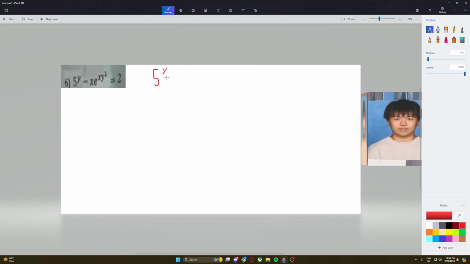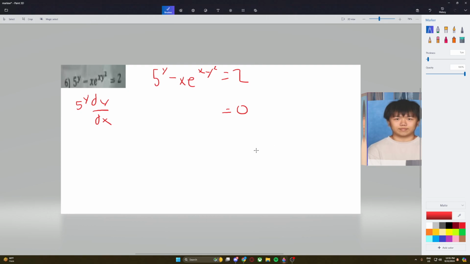5y minus x times e to the xy squared equals something. We get the derivative. The derivative of a constant equals 0. Let's get the derivative of 5y, I mean dy dx of it. Okay, so how do we get dy dx of 5y?